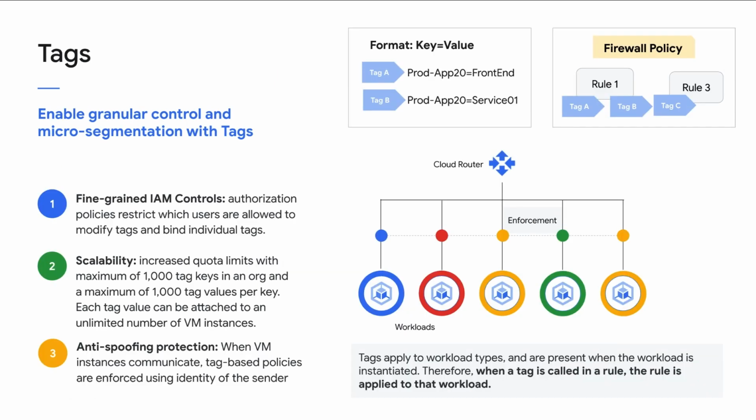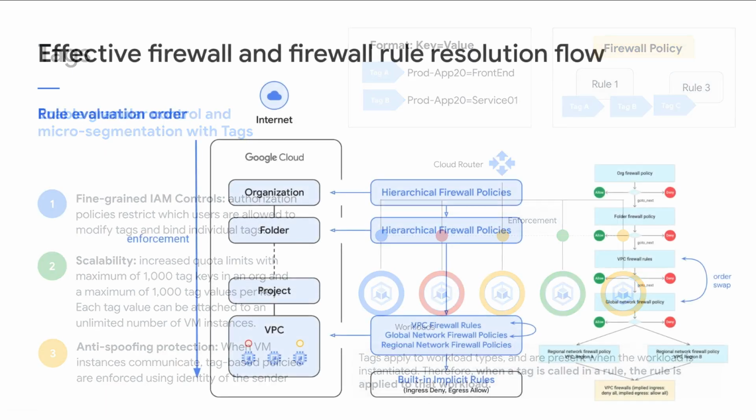We have also introduced tags, which enable granular control and microsegmentation. Some of the capabilities we introduced with tags are fine-grained IAM controls, scalability, and anti-spoofing protection. And with our newly launched tags combined with network firewall policies, you get enhanced security to protect your workloads.